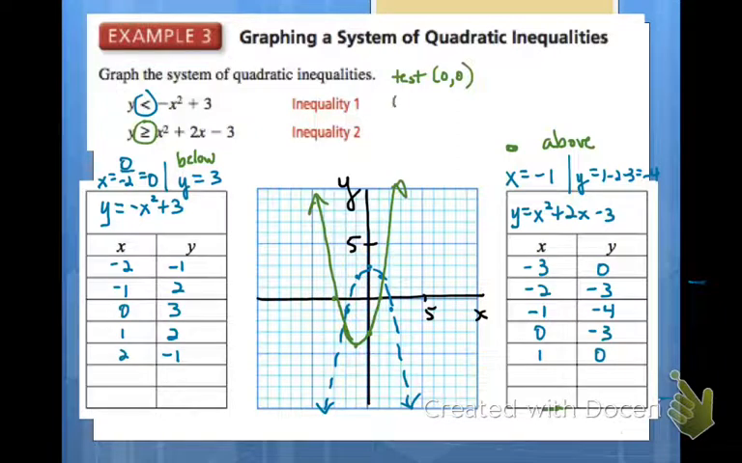So when I test, I'm plugging 0 and 0 in for y and x, and I get that 0 is less than 3, which is true. And in the second inequality, I get that 0 is greater than -3, which is true. So that means the space in the graph space where 0, 0 is, that is the solution area. So that's what we would want to graph.